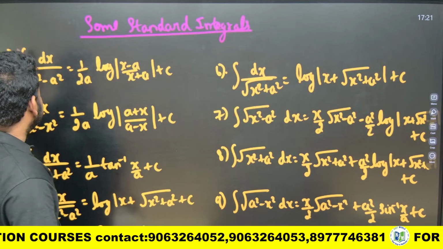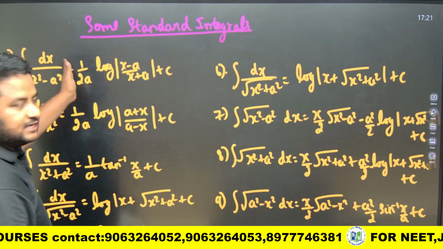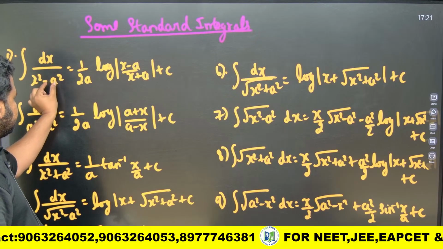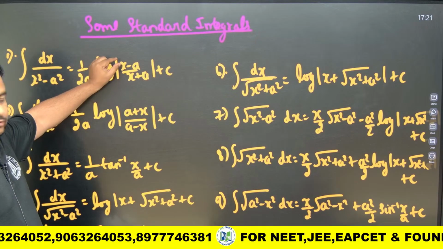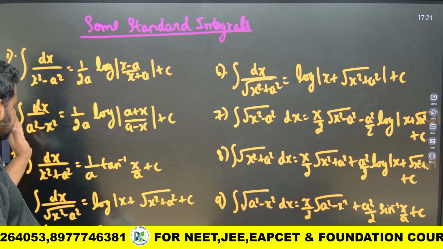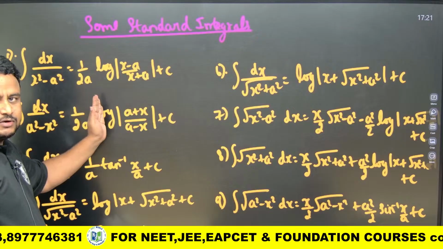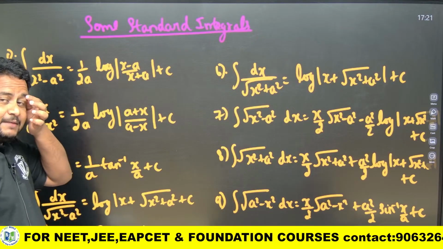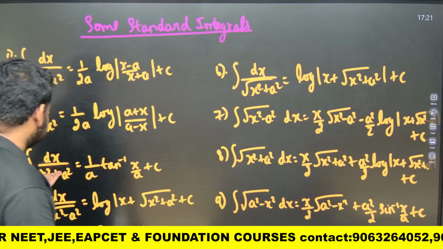So first is integral of 1 by x square minus a square, that is 1 by 2a times log of x minus a by x plus a. Here it is a square minus x square, where a is positive, so in the numerator it comes a plus x divided by a minus x: 1 by 2a times log of a plus x by a minus x. Now this is a very standard result.